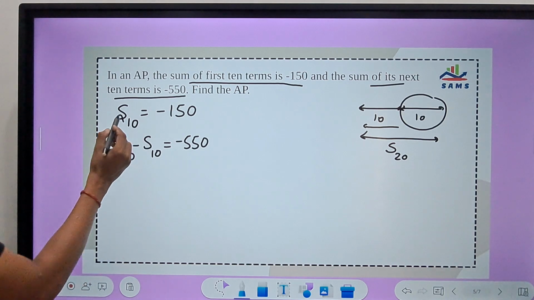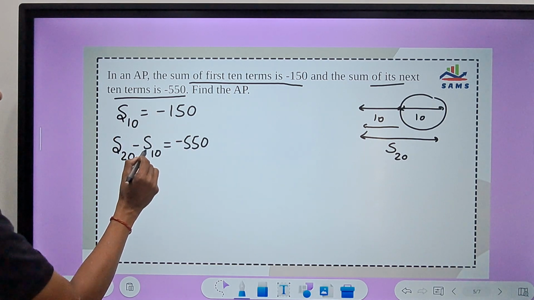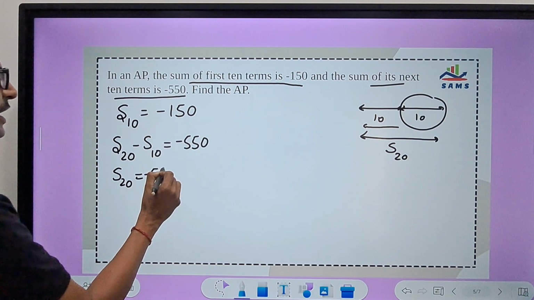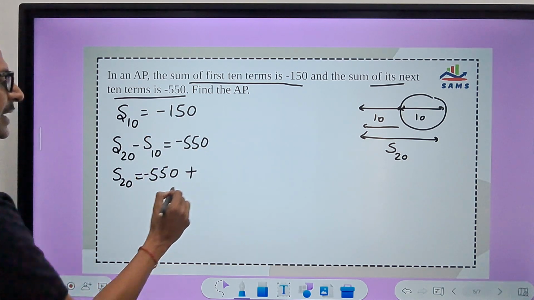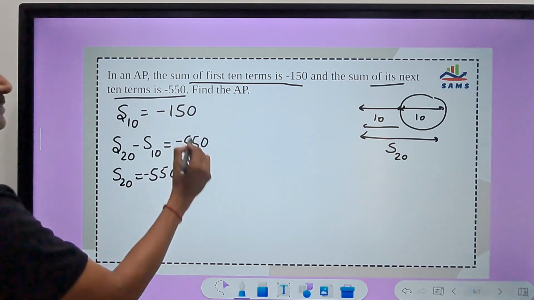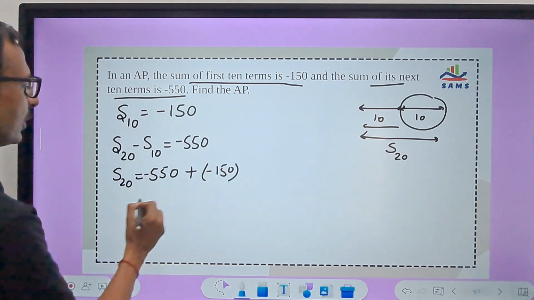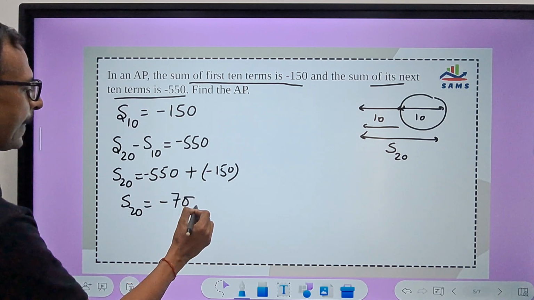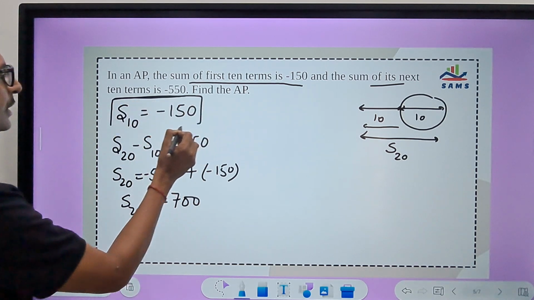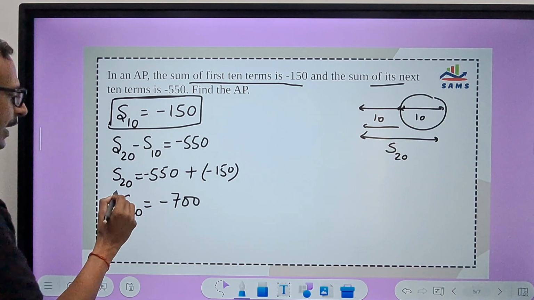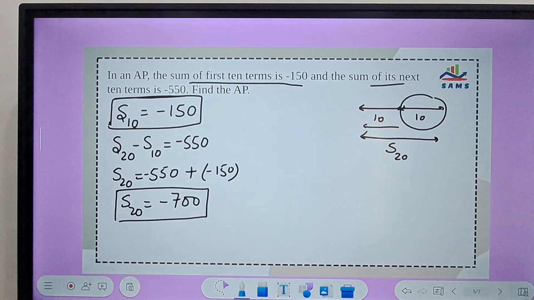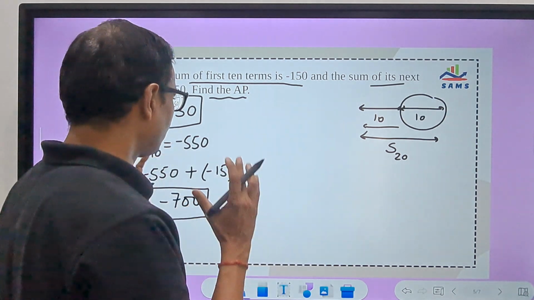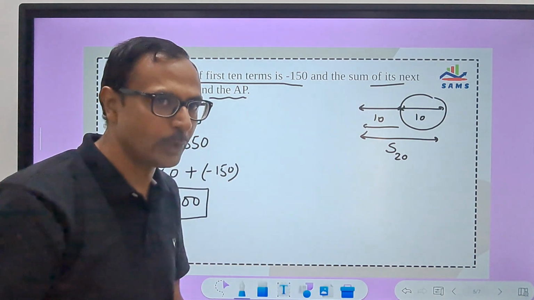And so if S10 is minus 150, I can put minus 150 here. So S20 will be minus 550 plus S10, right? So plus S10 means S10 is minus 150, and therefore S20 is minus 700. Now using this statement that S10 is minus 150 and S20 is minus 700, I can find the AP by formulating two equations.